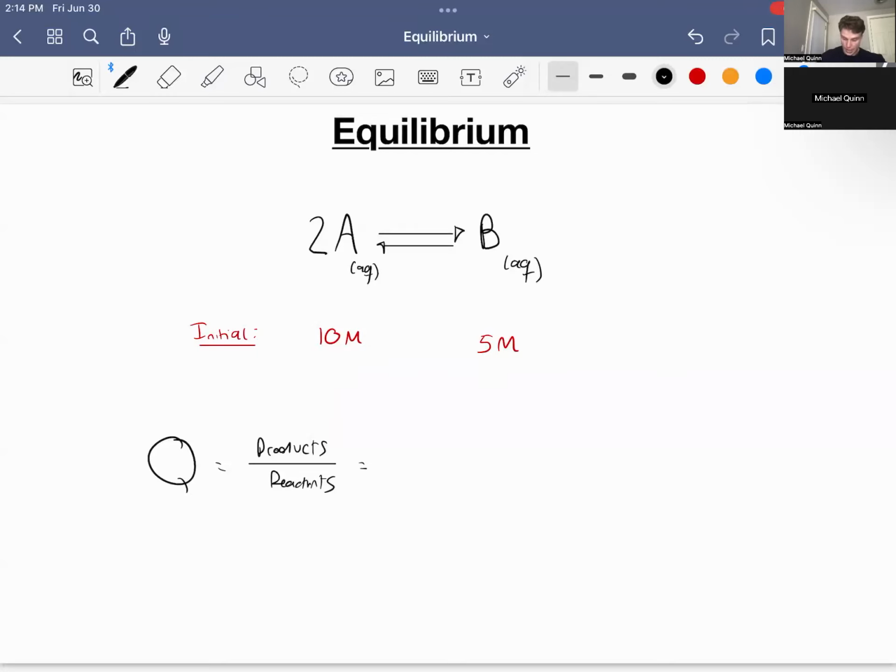I should make sure to check that these are not solids or liquids, which they're not. If it's a gas or aqueous, we can include it. So these are both aqueous. So I'm going to write the concentration of B over the concentration of A squared because of this 2 in front. So remember to include that.